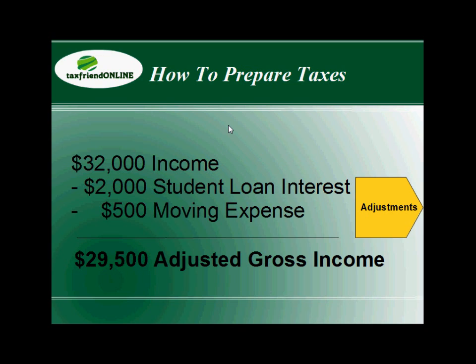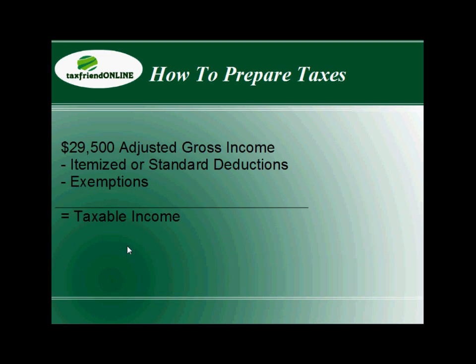From there, we can subtract adjustments. We have student loan interest of $2,000, and we moved last year, so we have $500 in moving expenses. So from our income, we subtract the adjustments, and we get the adjusted gross income. And in this example, our adjusted gross income comes out to $29,500. So we have $29,500 in adjusted gross income.